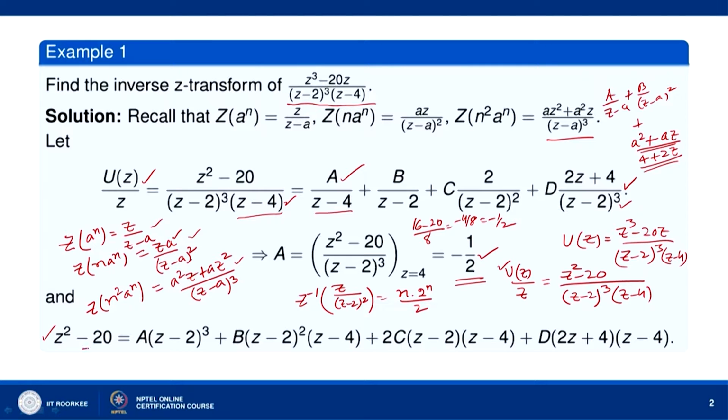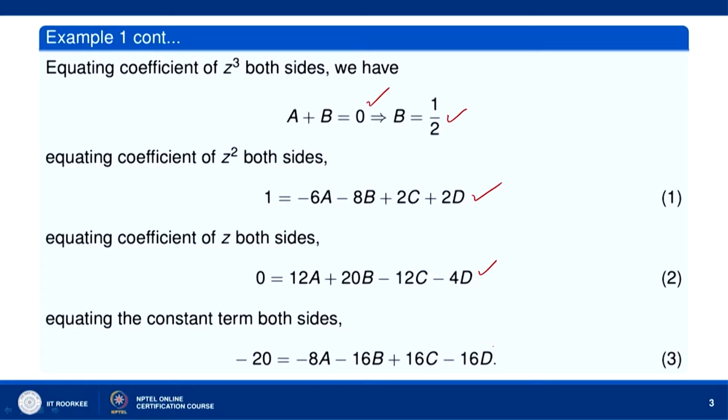And then lastly we equate the constants on both sides. On the left side the constant is minus 20, and on the right side the constant is minus 8a, minus 16b, 8 into 2 is 16c, and minus 16d. So we have this equation: minus 20 equal to minus 8a minus 16b plus 16c minus 16d.